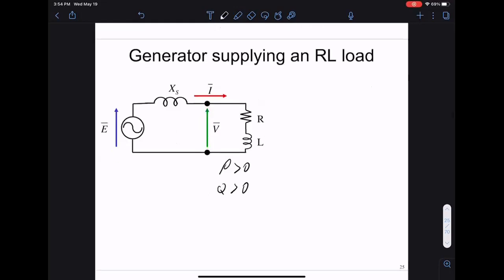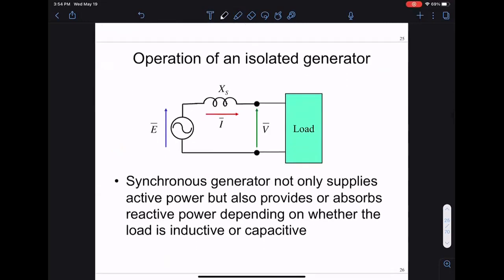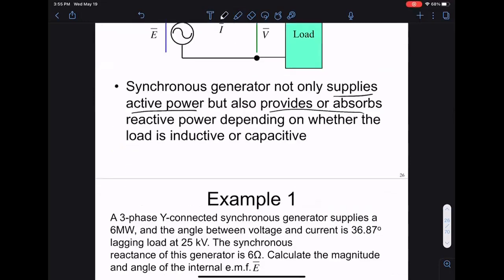Then again, this is for a load isolated generator. It supplies active power, and provides or absorbs reactive power. If you have a load that's capacitive, that's fine. The generator will work fine with a capacitive load.